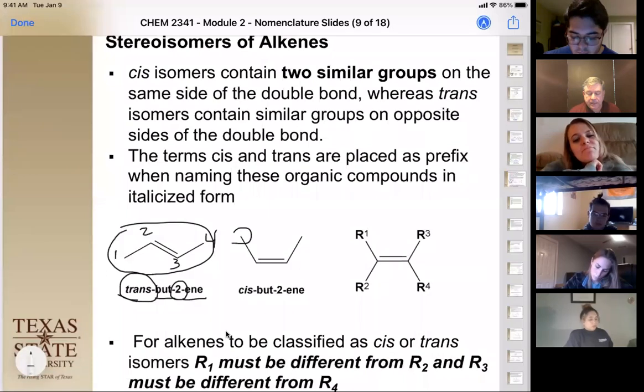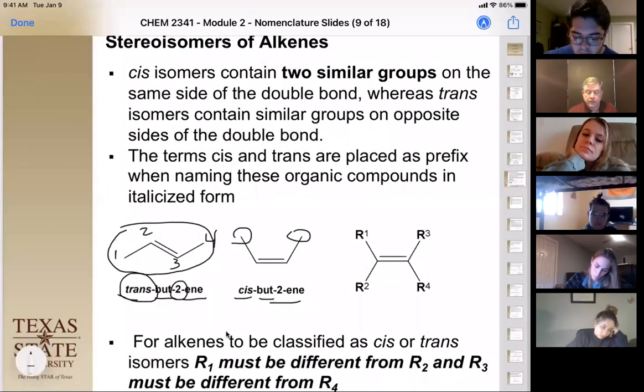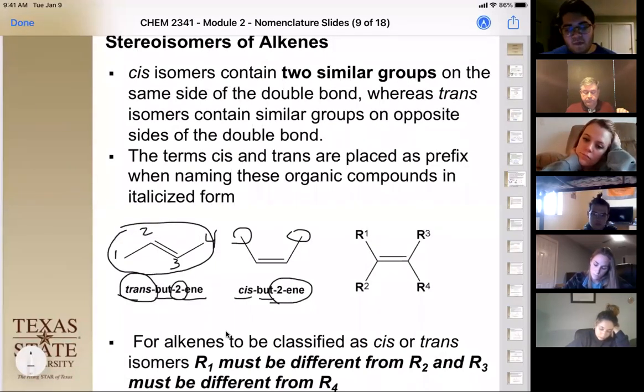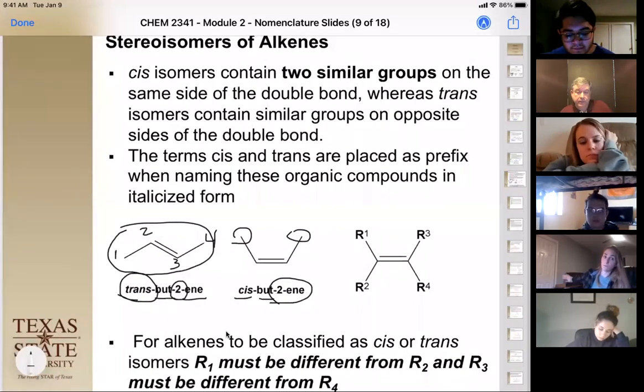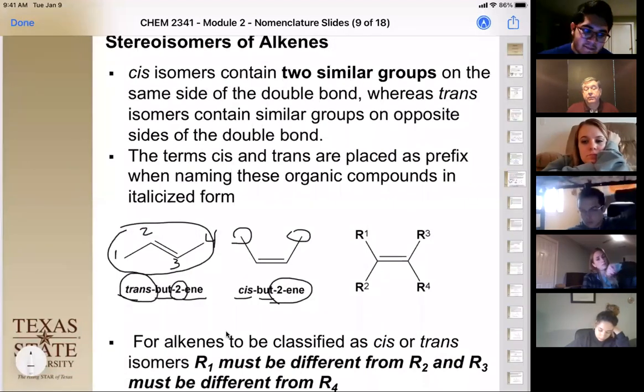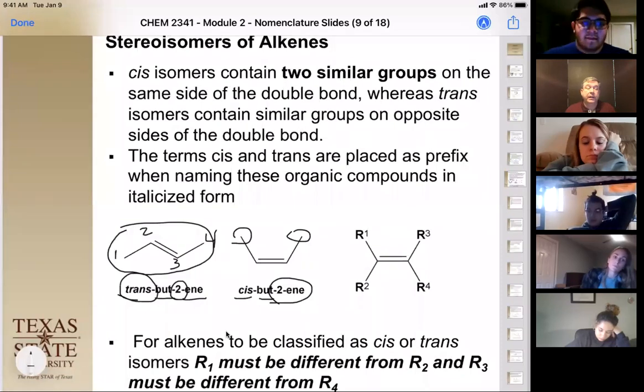But if they're on the same side, this is just a different isomer. So it's the cis, because there's still 4 carbons, still on the 2 carbon, and still an alkene. Okay. So to identify these as cis and trans, you need to look for the groups being different from each other, okay? So the 2 and the 3 need to be different from the 4 to be able to differentiate that.